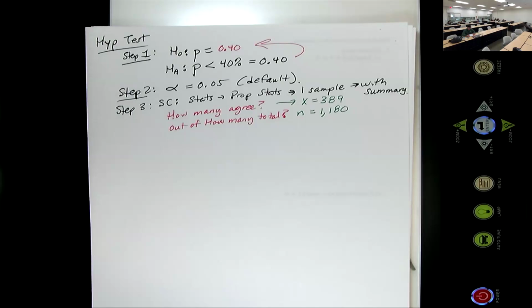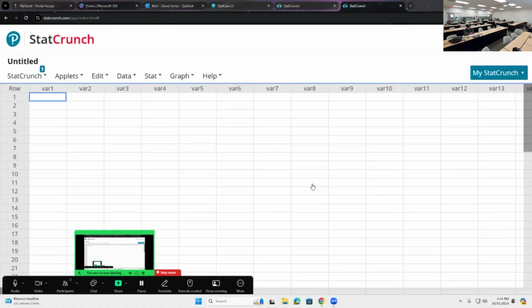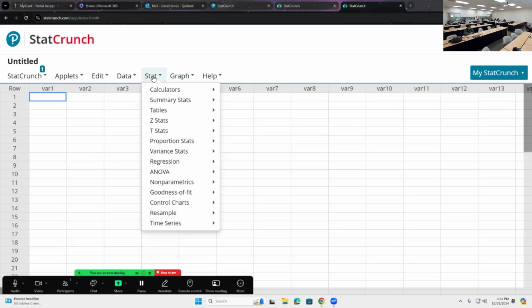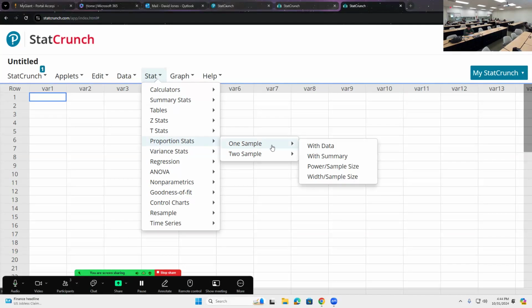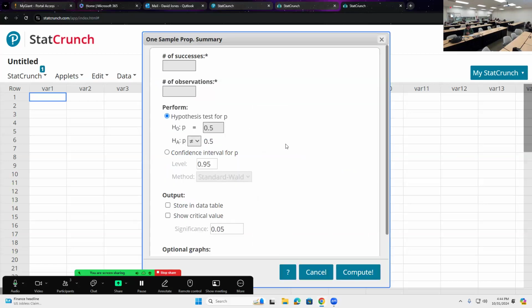All right, I got StatCrunch here. I'm gonna go stats, proportion stats, one sample with summary. It's gonna look the same way as the confidence interval that we did earlier. Number of successes is our X, and I have listed 389. Our N, we had 1,180.